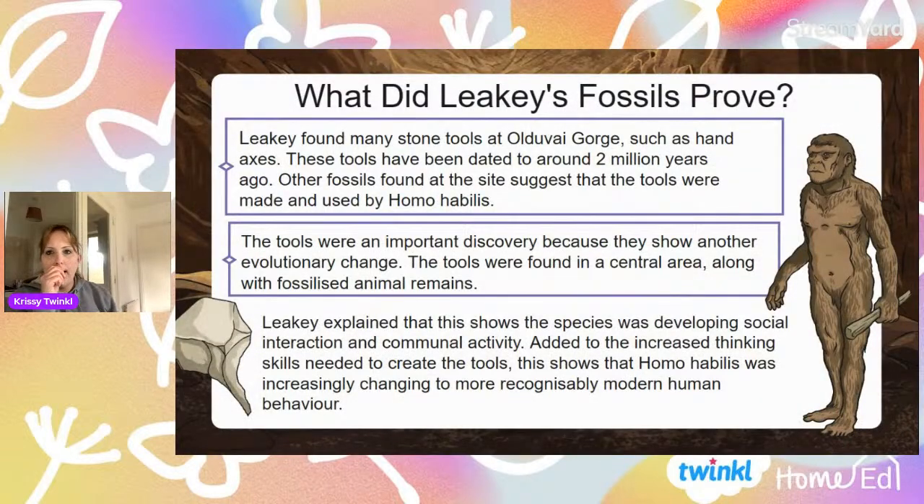But let's get back to these stone tools. So they found things like hand axes. So actual axes that they had made, tools that they had made. And so this proved that there is some level of clear intelligence. They show an evolutionary change. We've moved from potentially being these kind of animals to then developing this level of consciousness. This development of social interaction, of communal activity, of increased thinking to create tools.